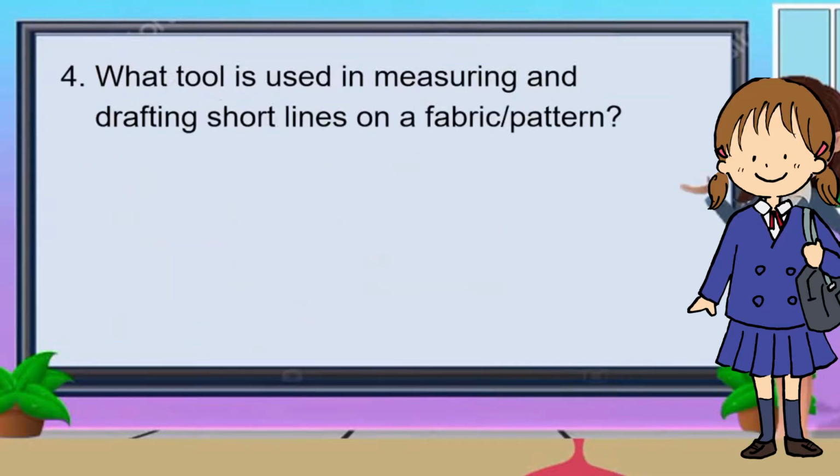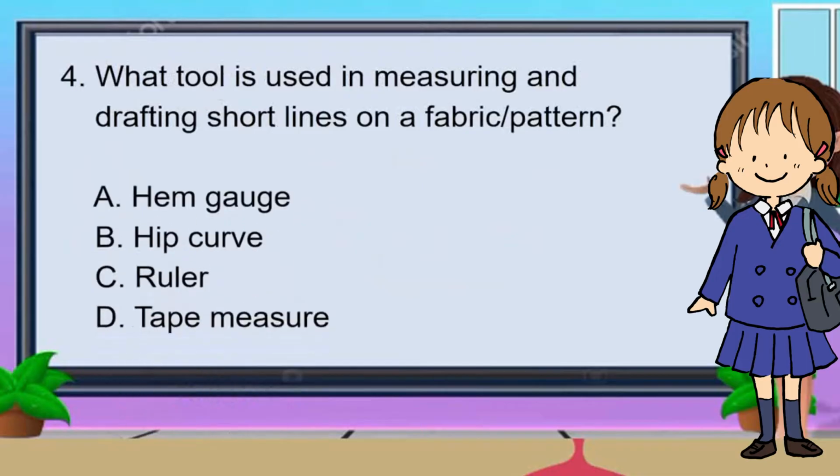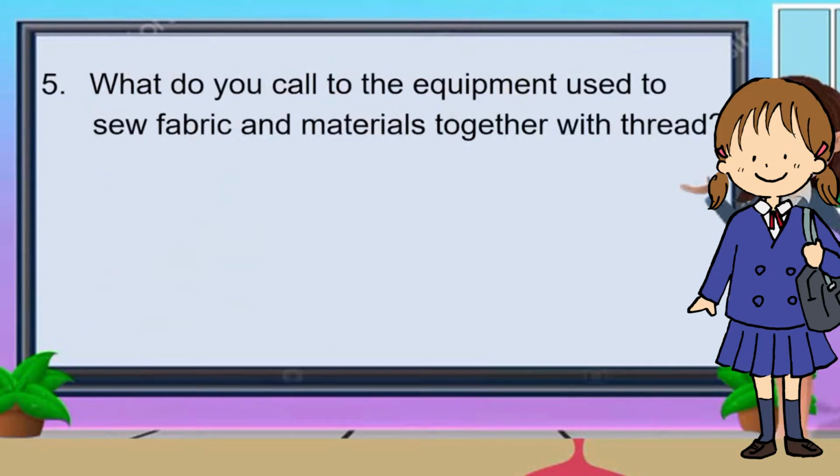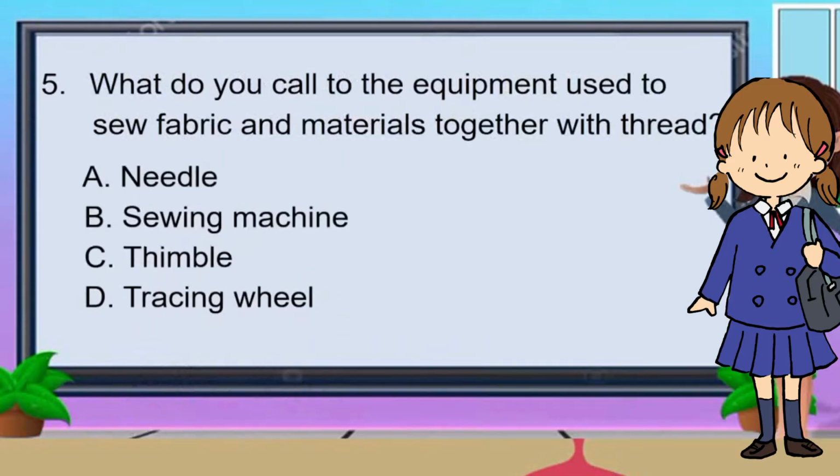4. What tool is used in measuring and drafting short lines on a fabric/pattern? A. Hem gauge. B. Hip curve. C. Ruler. D. Tape measure. 5. What do you call the equipment used to sew fabric and materials together with thread? A. Needle. B. Sewing machine. C. Thimble. D. Tracing wheel.